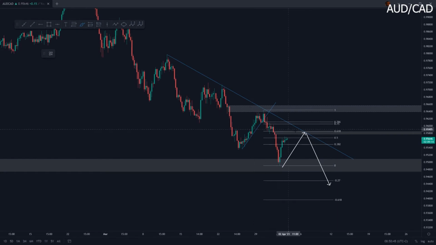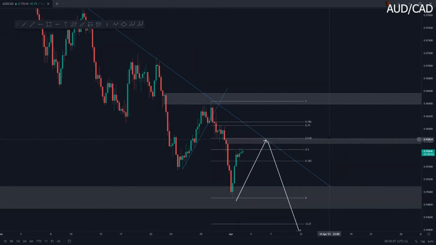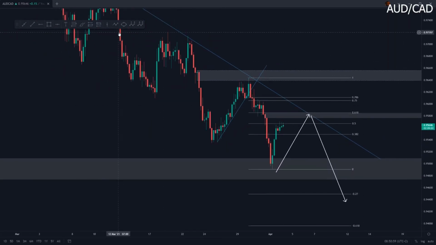So what are we waiting for next? A new beautiful lower high. Where is this lower high going to form? Most likely at the 618, at my reversal area, and at the trendline. There are two places where I expect a reversal from.